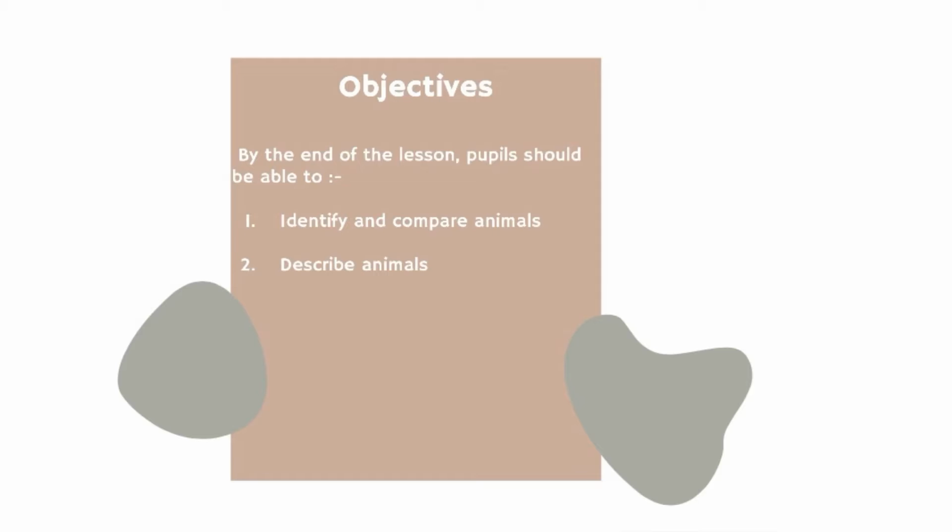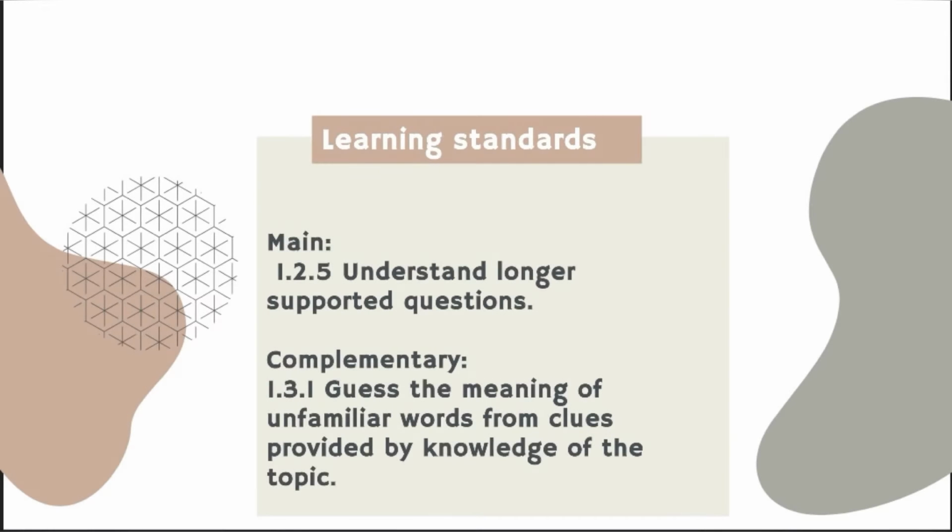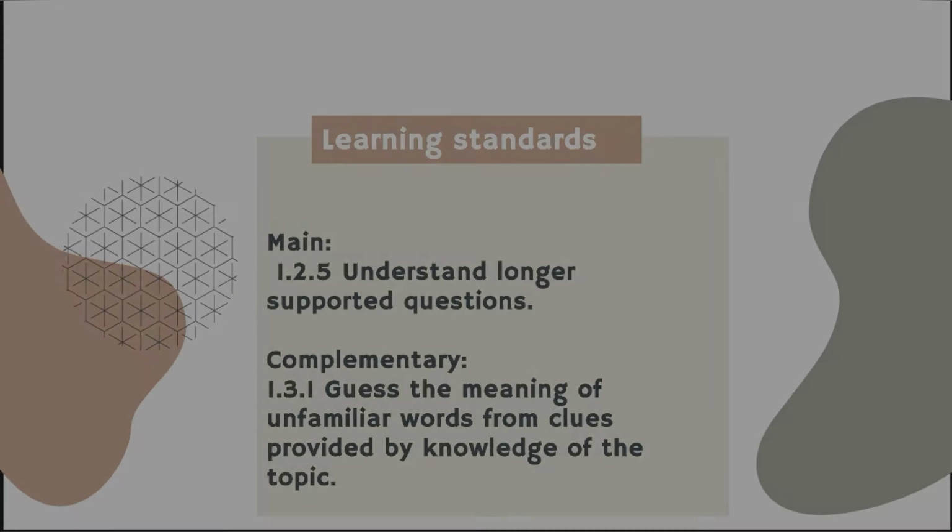Okay, so as usual, before we start our class, I will read the objective and learning standard for our class today. So for the objectives, number 1, pupils should be able to identify and compare animals. Number 2, pupils should be able to describe animals. Meanwhile, for our learning standards, our main learning standard is to understand longer supported questions. While for the complementary, guess the meaning of unfamiliar words from clues provided by knowledge of the topic.